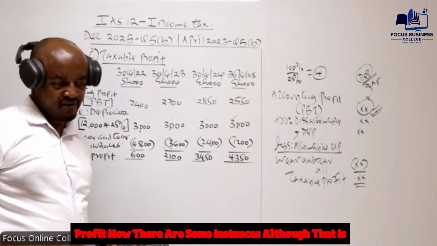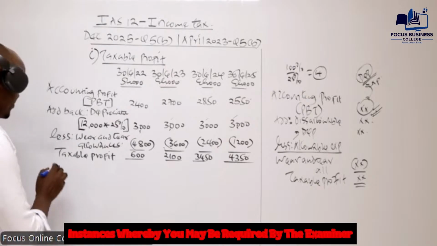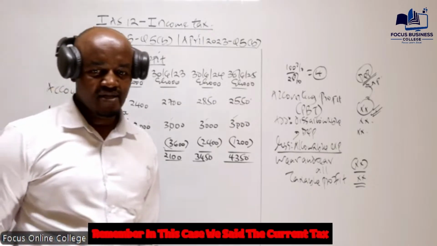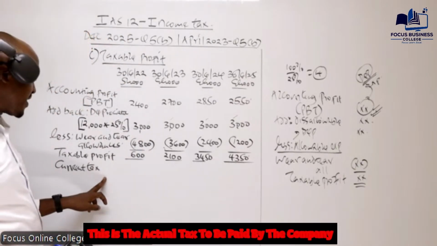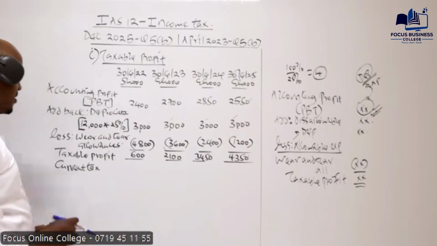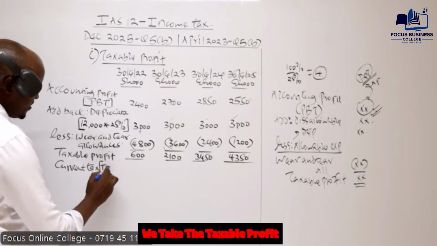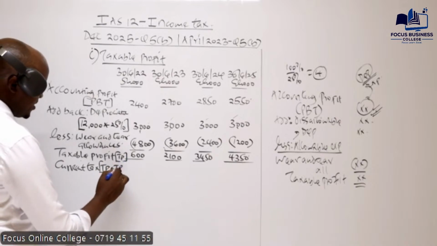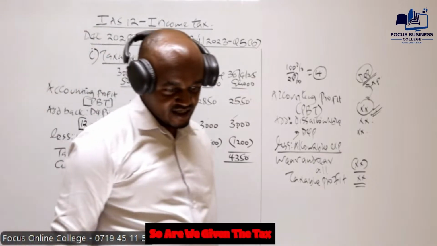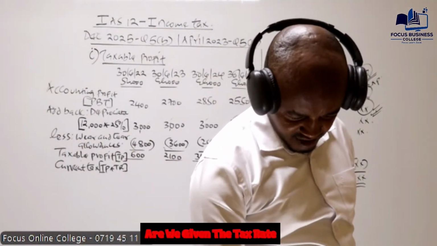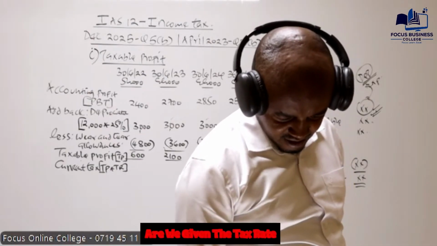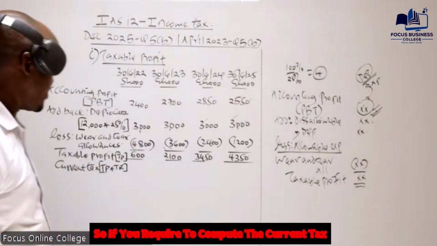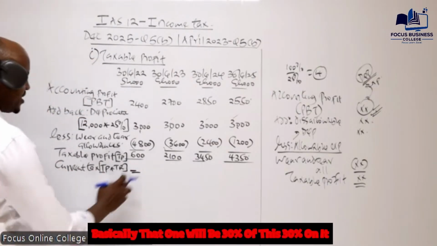Now there are some instances, although that one is not required in our question, where you may be required by the examiner to compute the current tax. Remember, the current tax is the actual tax to be paid by the company, and this one is computed based on the taxable profit. So to compute this one, we take the taxable profit, which we can abbreviate as TP, and then we multiply that with the tax rate. Are we given the tax rate in this particular question? Yes, we have the tax rate just above the requirement. The tax rate is 30%.